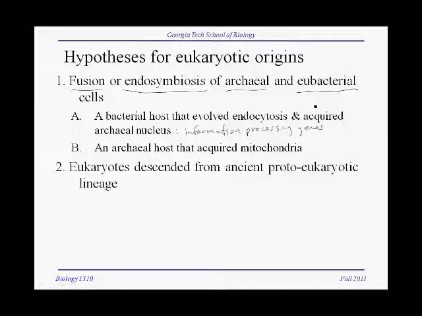Another way to look at it is that we had an archaeal host that acquired mitochondria. So mitochondria, as we will see, have clear bacterial origins. So mitochondria came from bacteria, and the half of the eukaryotic genome that appears to be bacterial in origin actually came from mitochondria, that the mitochondria shed their genes and gave them up to the archaeal host cell.